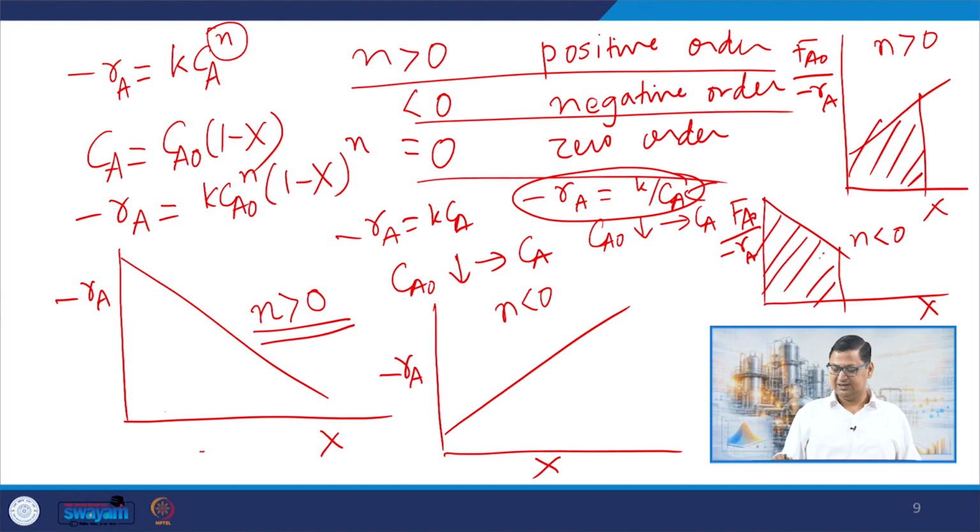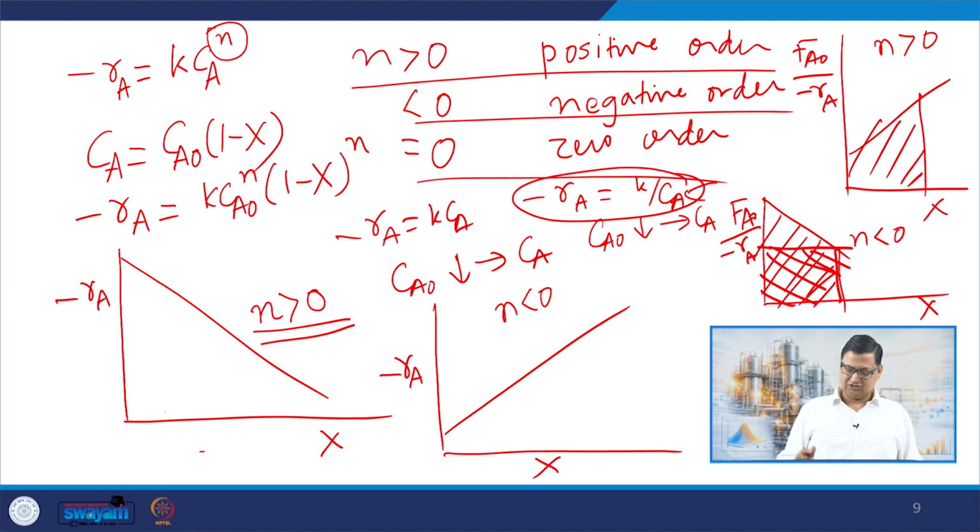In this case, this is the volume of a PFR, but a CSTR volume is something like only this, which is less than the PFR volume, right. So, in general, for positive order reaction, a PFR will give you a lower volume, but for a negative order reaction, a CSTR will give you a lower volume, right.